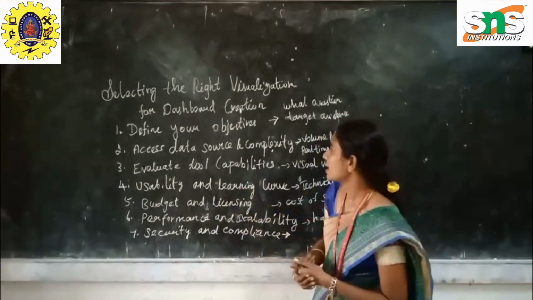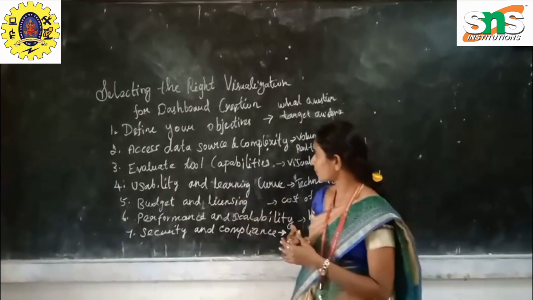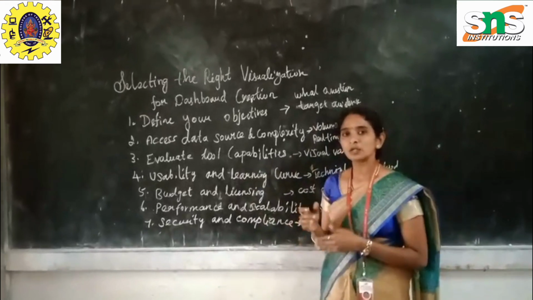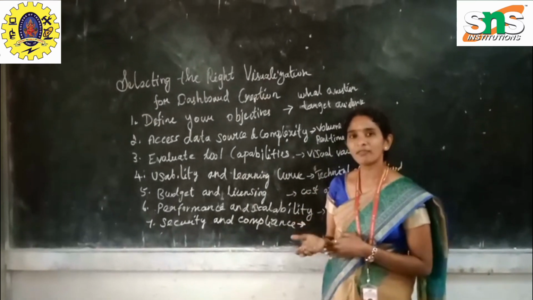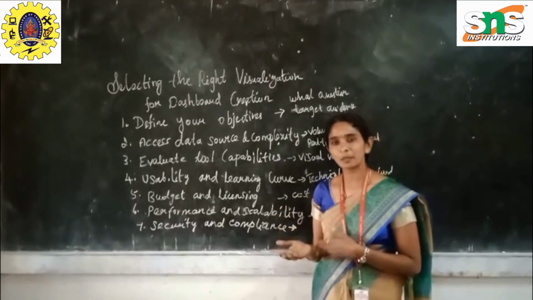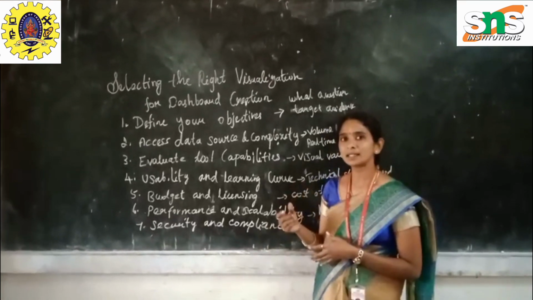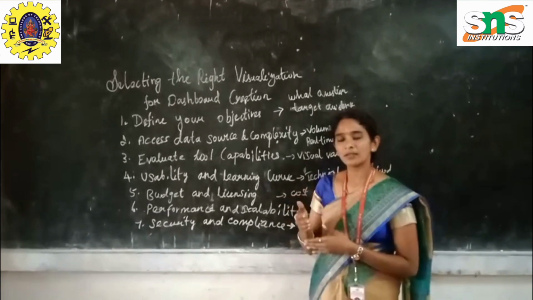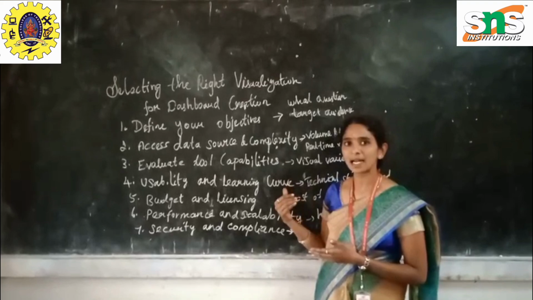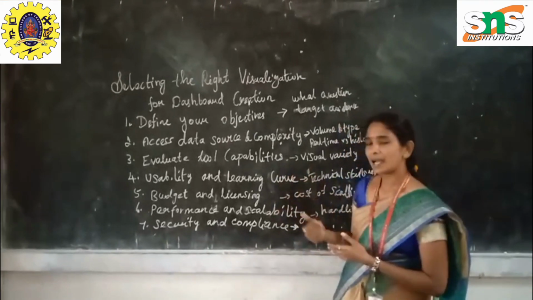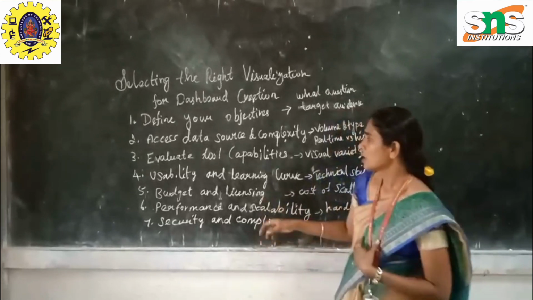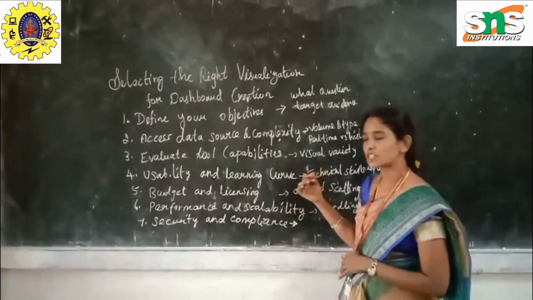The next one is evaluate tool capabilities. Here we have to consider visual variety. We use many elements, that is, bar charts, pie charts, and more, such as scatter plots and heat maps. We collect the information in the data set, retrieve knowledgeable information, and choose the correct visual, either a bar chart, pie chart, heat map, or something else. So this is the third step, choose the visual variety.